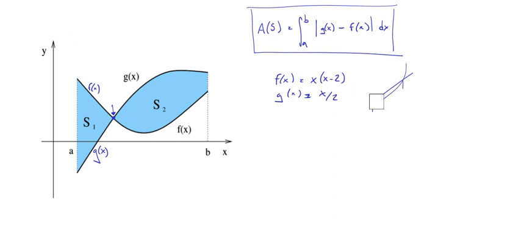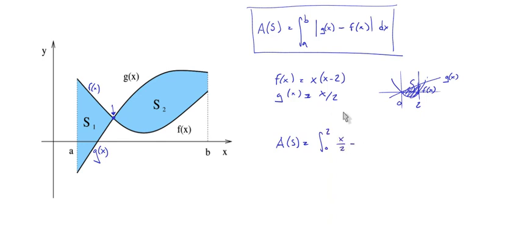What's going on here? This parabola is a positive parabola that does something like this, and between 0 and 2 it is negative. Then x over 2 is something like this. This is the area that we want, between 0 and 2. Here it's obvious that g is greater than f for all this interval between 0 and 2. So the area of this form S is the integral between 0 and 2 of x over 2 minus x times x minus 2.